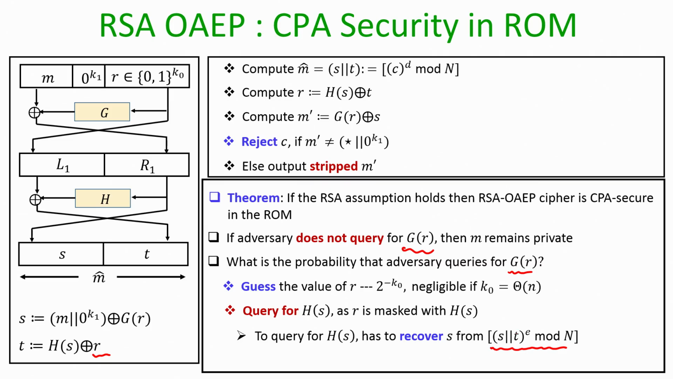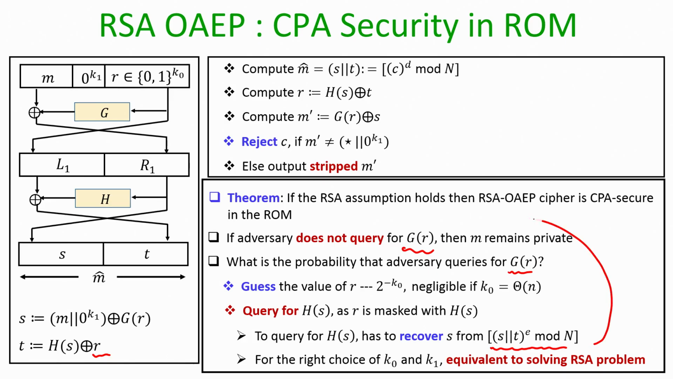Remember the ciphertext C is nothing but the output of the RSA function on the input S concatenated with T. So, the only way the adversary could have queried the H oracle on the input S is if it had recovered S from the RSA OAEP encryption of S concatenated with T. And it turns out we can prove formally that if we set k0 and k1 appropriately, then this is equivalent to solving the RSA problem. But since we are assuming that the RSA assumption holds, it is very unlikely that the adversary will be able to recover S, and hence it is very unlikely that it would have queried the H oracle on the input S.